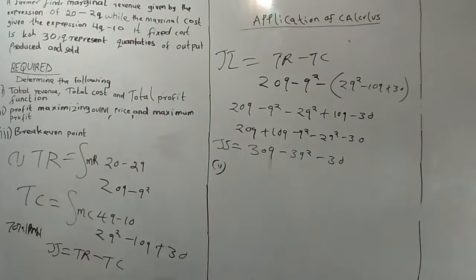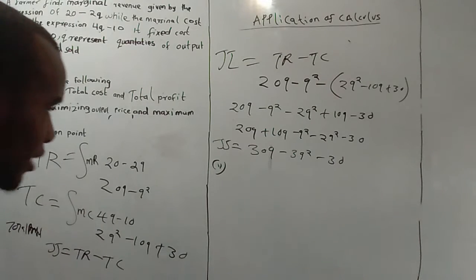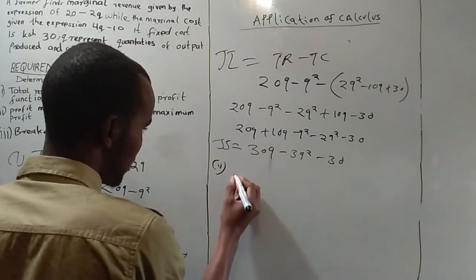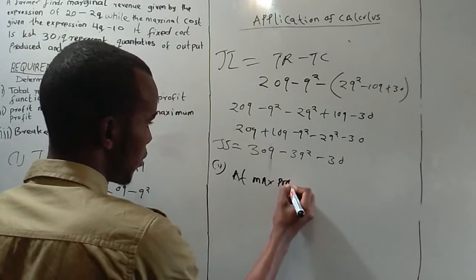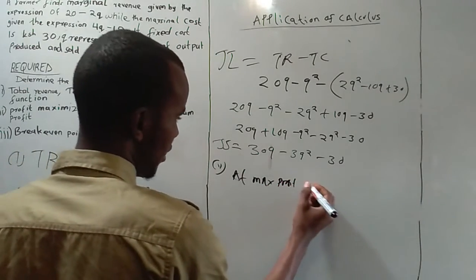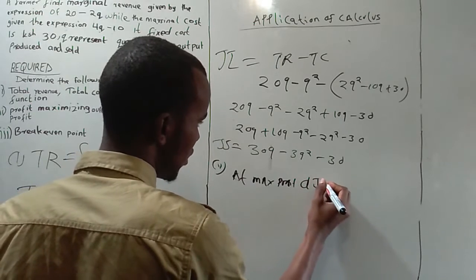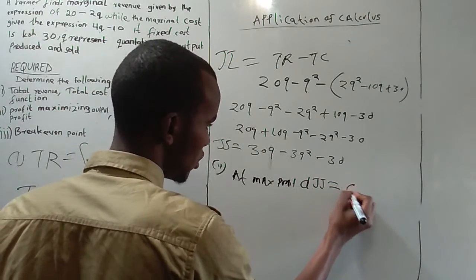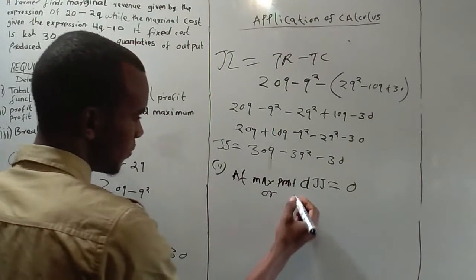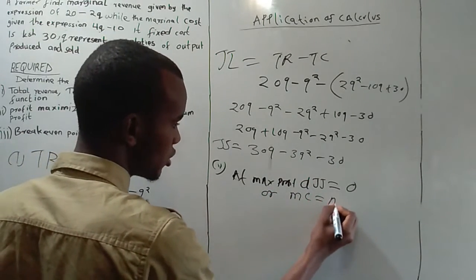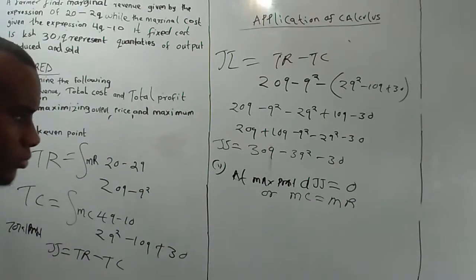We can do this in 2 approaches. I'm going to show both of them. First, for us to get the maximizing output, we can get it in two ways. We can say at maximum profit, the derivative of the profit is equal to 0, or we can say marginal cost is equal to the marginal revenue.